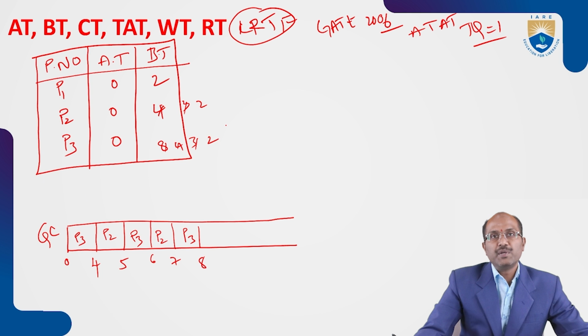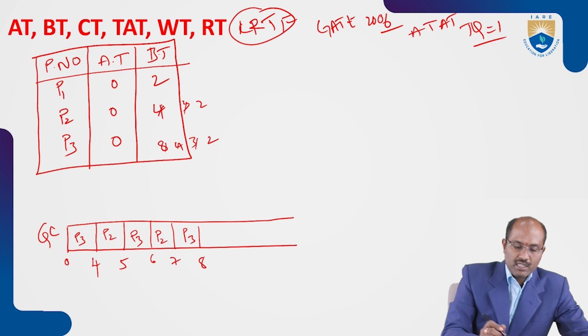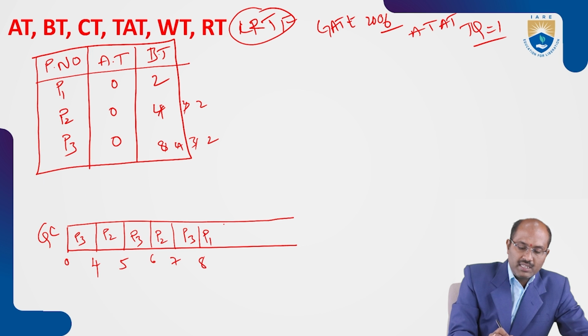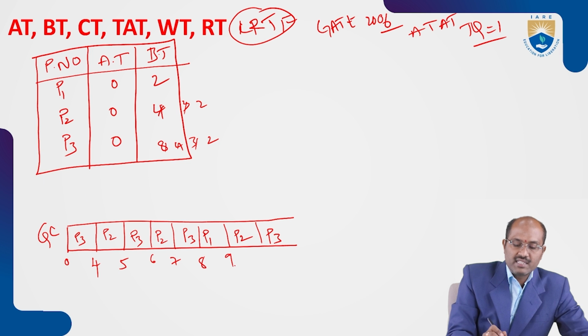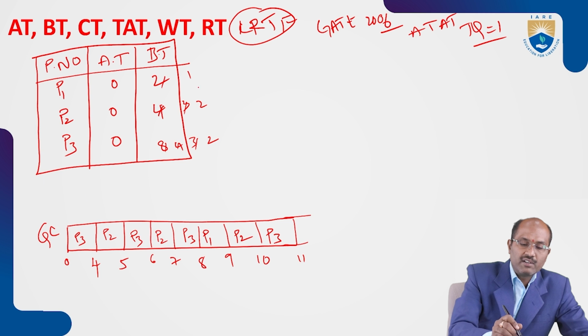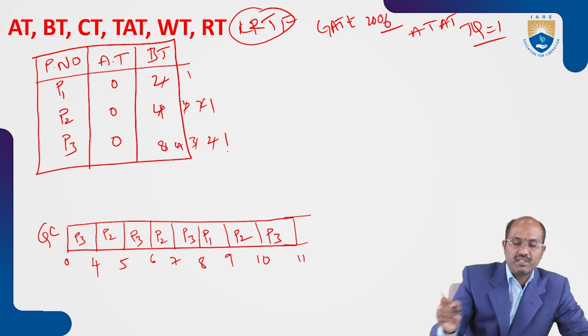Now P1, P2, P3 are ready. With 2 units of time left, P1, P2, P3 are ready. So first P1 will come, then P2, then P3. All execute 1 unit of time. So P1 completes at 9, P2 completes at 10, and P3 completes at 11. So 1 unit is completed, and 1 unit remains.